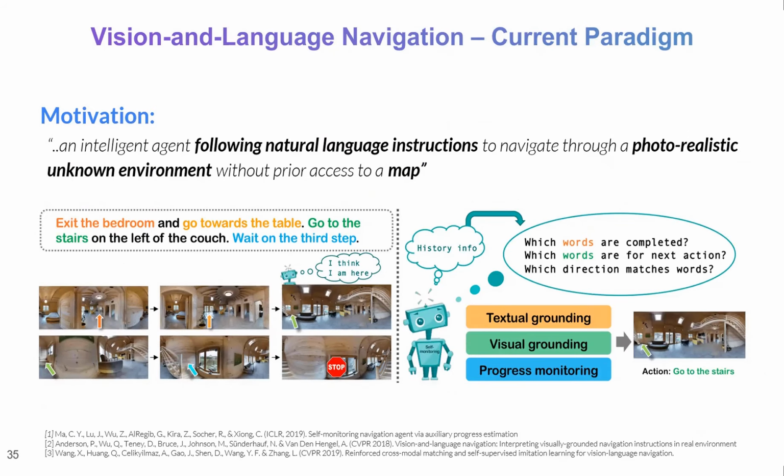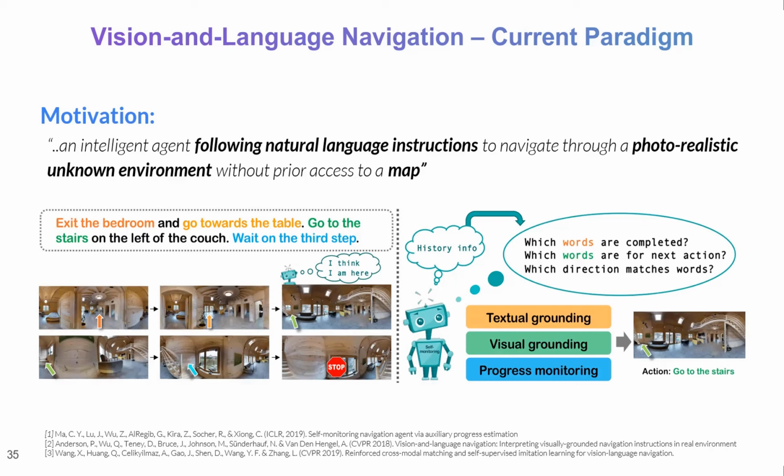So the task we are looking at here is slightly different. It is referred to as vision and language navigation, where the agent is tasked with following a natural language instruction in a photorealistic indoor environment without prior access to a map. And the goal location is not specifically provided to us. So the agent must infer it through visual or textual grounding.